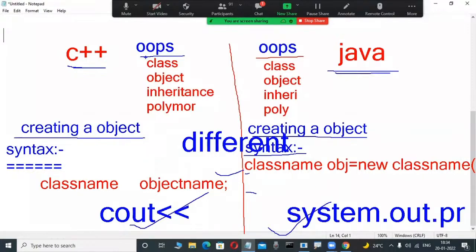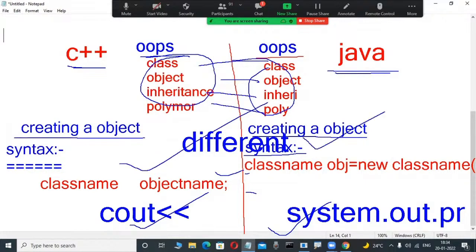But conceptually, some OOPs concepts are the same or not? Same. What is a class? What is an object? What is inheritance? What is polymorphism? Same. But syntactically totally different. Why? Because those are two different languages, two different products from totally different companies. That's why functions and syntax are different.